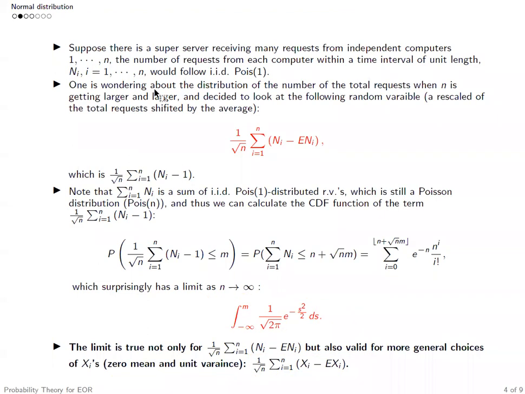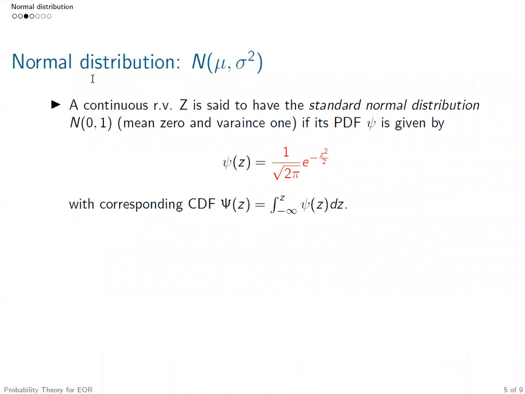So we say a continuous random variable Z is said to have the standard normal distribution N(0, 1). This distribution is determined by two parameters: the first is the average, the second is the variance. So mean 0 and variance equal to 1, if its PDF function is given by this function.